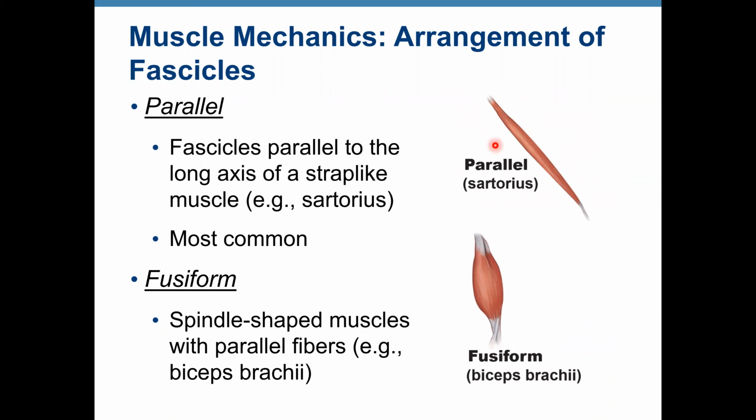Muscles can be parallel, and those are the most common. So an example over here is the sartorius muscle, with fascicles parallel to the long axis. Muscles can be fusiform, and those are spindle-shaped muscles with parallel fibers. An example would be biceps brachii.